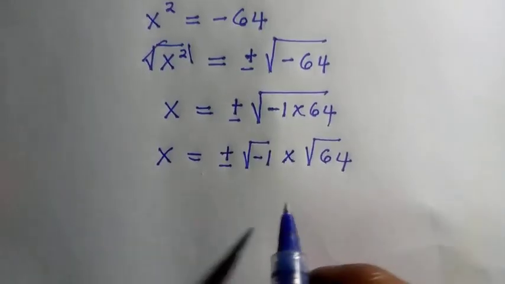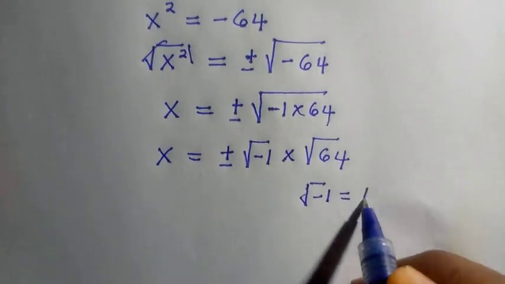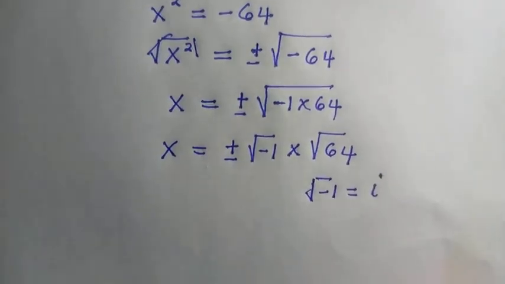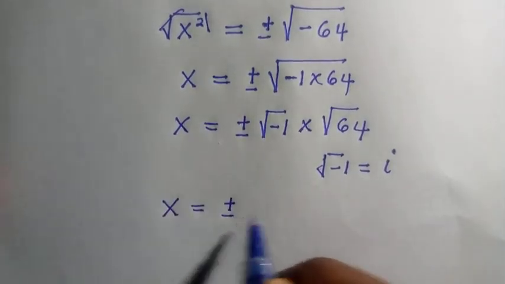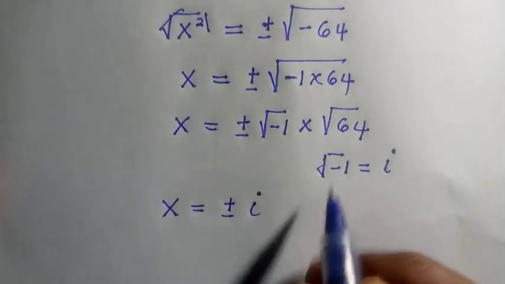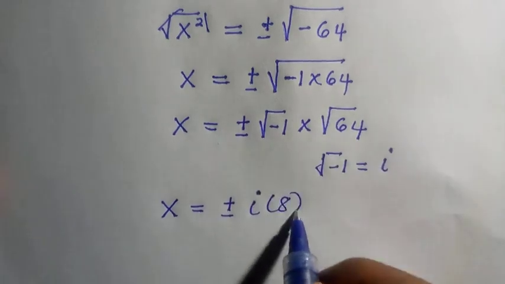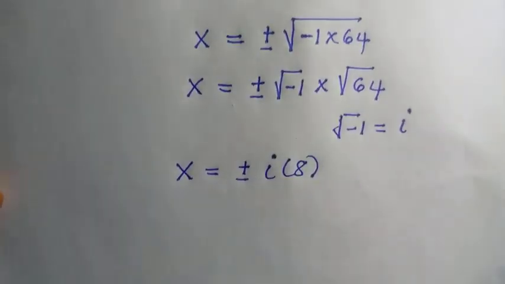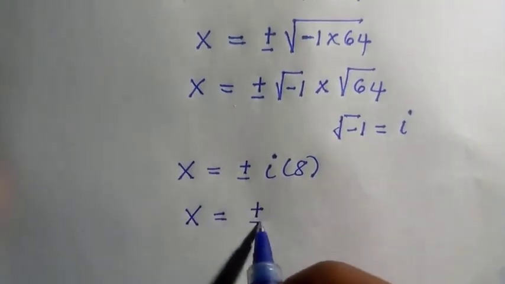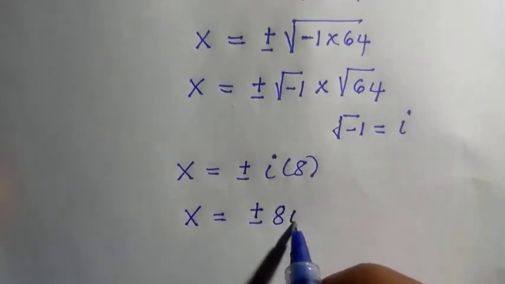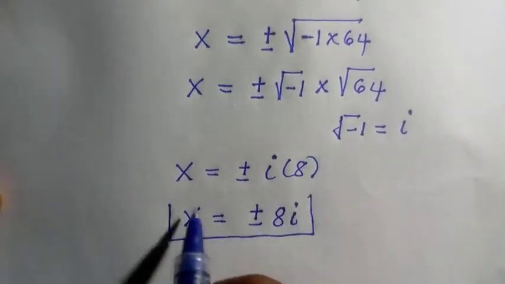And we have to note that the square root of minus 1 gives us iota. So we have to replace it. Then we have x equals plus or minus i, then the square root of 64, that gives us 8. So you can finalize this as we have the value of x equals plus or minus 8i. And here is the result to this problem.